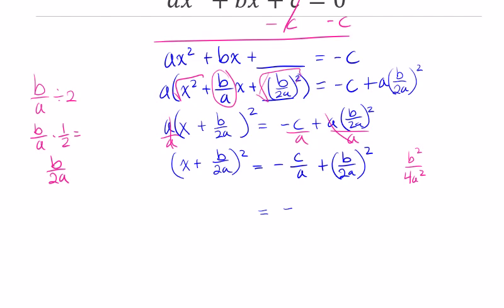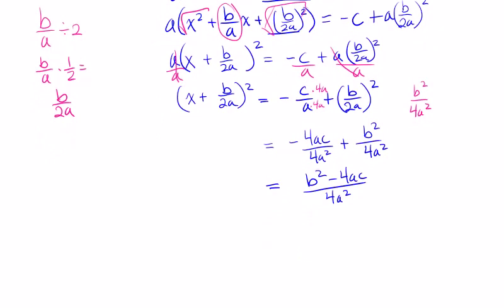And so I want to get c to have a common denominator, so I'm going to multiply by 4a on top and bottom. Okay, so then I'll have negative 4ac over 4a squared plus b squared over 4a squared. So I can combine those together to be, I'm going to put the b squared first because it's positive, b squared minus 4ac all over 4a squared, okay?